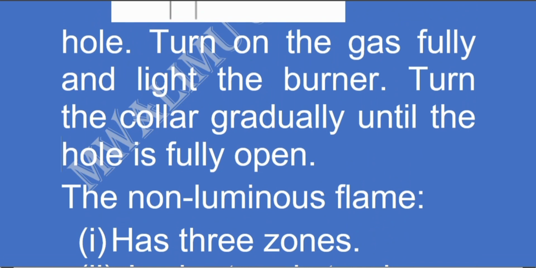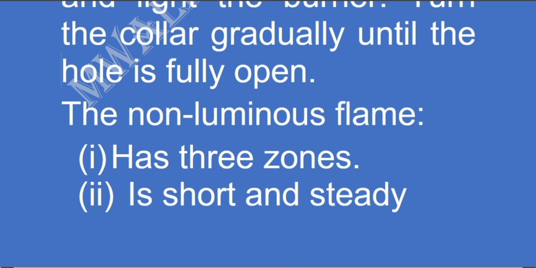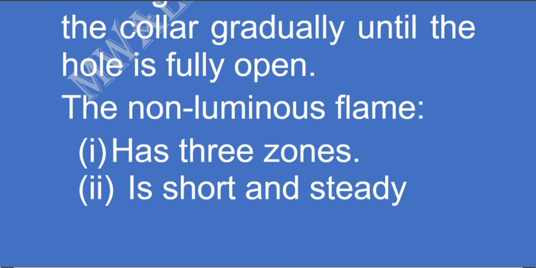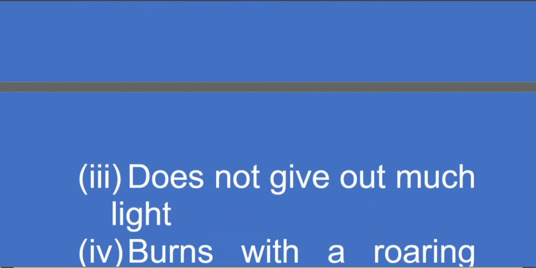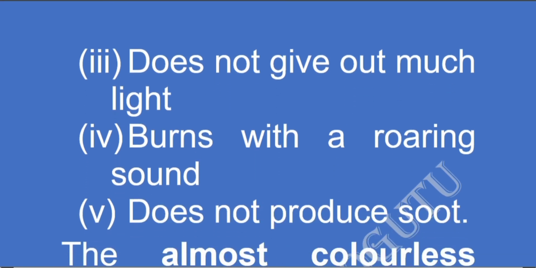So the non-luminous flame also has characteristics. Number one, the flame has 3 zones. It is short and steady, does not give out much light due to complete combustion, burns with a roaring sound, and does not produce soot. So you can see the difference between the luminous and non-luminous flame.